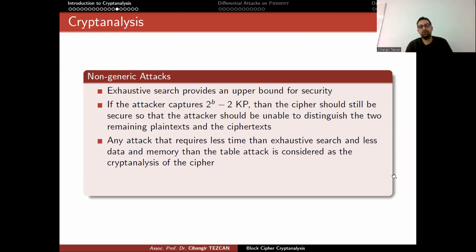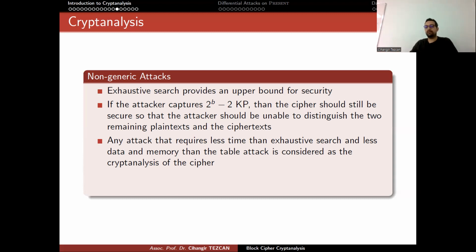So any attack that requires less time than exhaustive search and less data and memory than the table attack is considered a cryptanalysis of the cipher. If these numbers are really high, we will call it a theoretical attack. But if they are practical, which means that you can run your CPUs, GPUs for days or months or seconds and really capture the key, then we will say that this is a practical attack. That practicality actually depends on the current technology. For instance, years ago, if you found an attack saying that this requires 2 to the 80 encryptions, we would call it a theoretical attack.